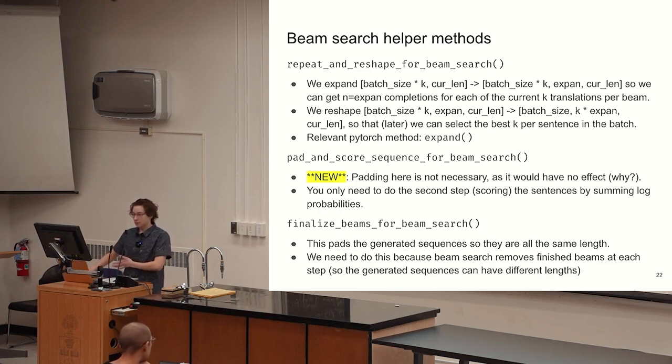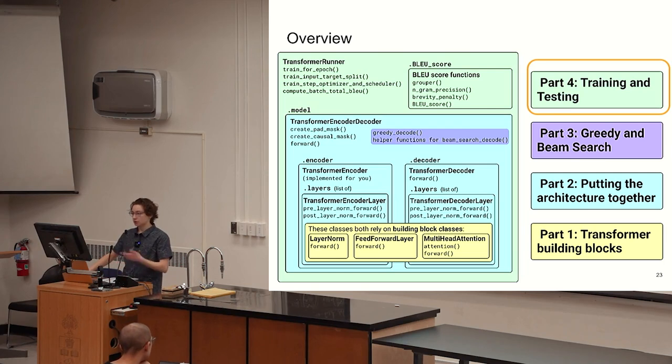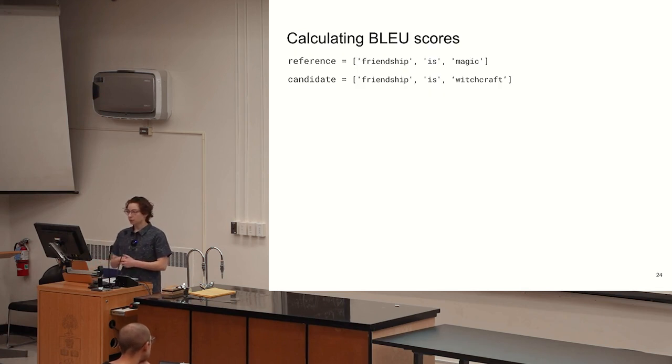Okay, so that should wrap up the beam search helper methods. And that leaves just this very last piece on model training and testing. There are two main pieces that we're going to talk through here. There are ones related to the BLEU score, which is how you evaluate the quality of your translations. And then there are others that are more related to training and running the model. Okay, so I'm going to talk about the BLEU score piece first.